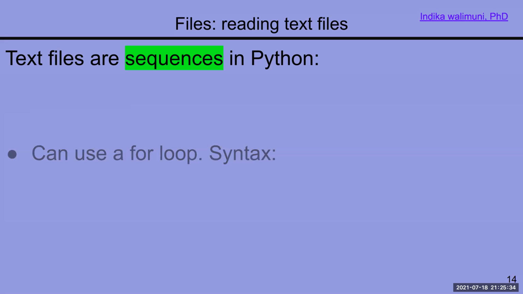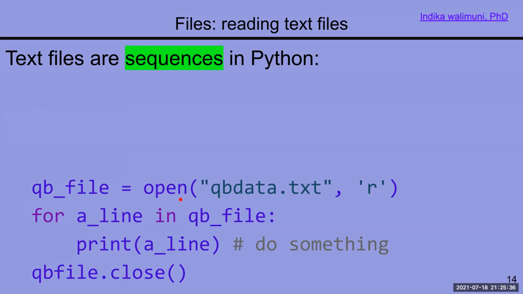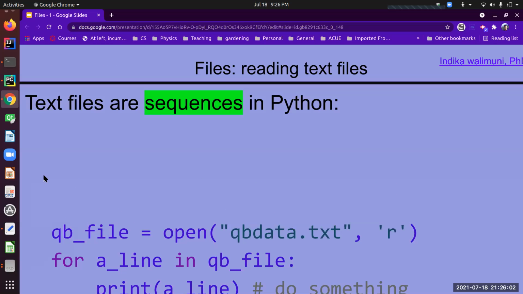So here's the for loop syntax. QB file is the file object, and we have opened the file. Then for a line in QB file, that is the sequence, the file object. So for a line in QB file, print a line. This just does something in there, and we close it. Okay. So let's check on that real quick.